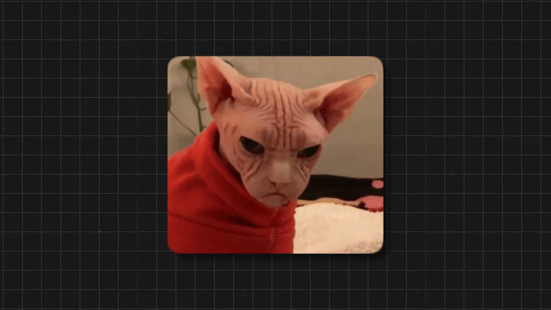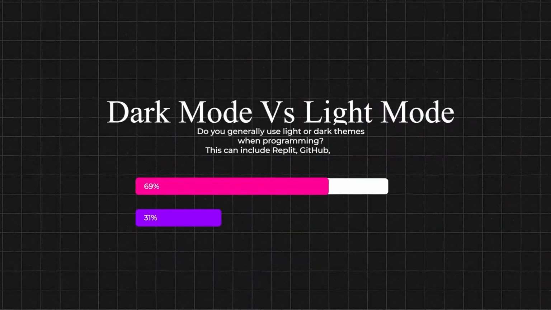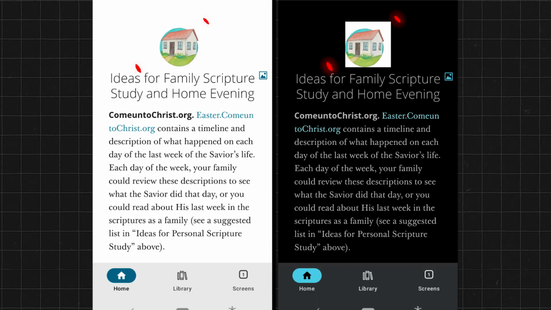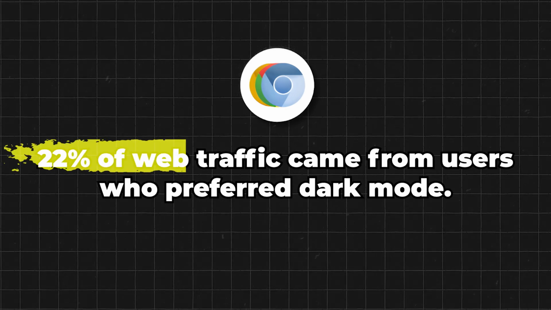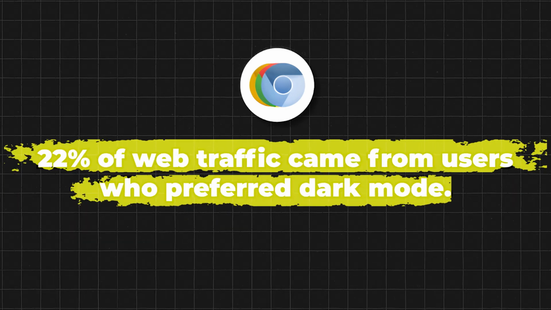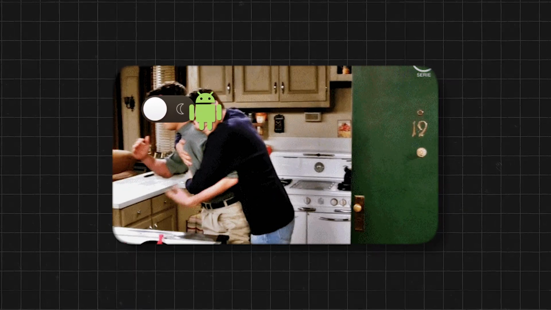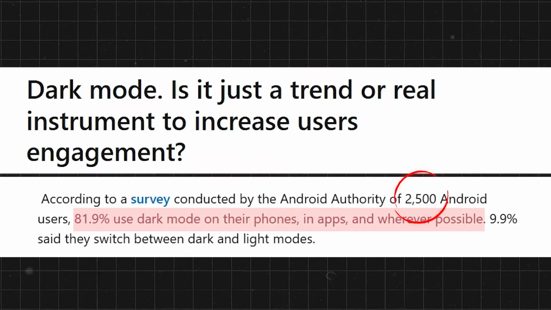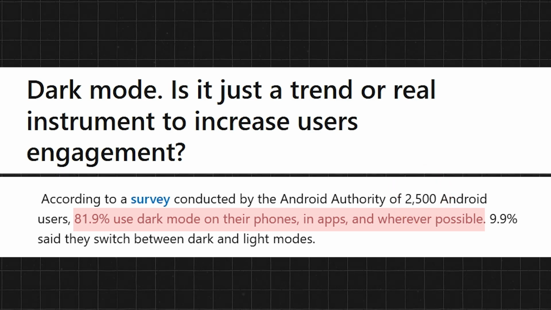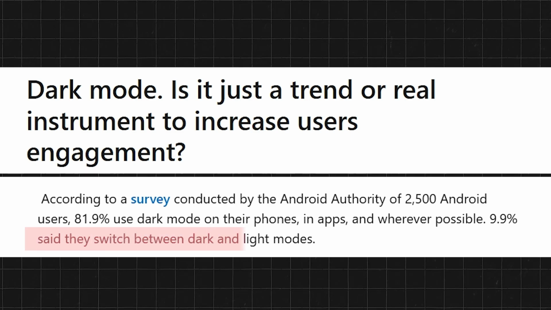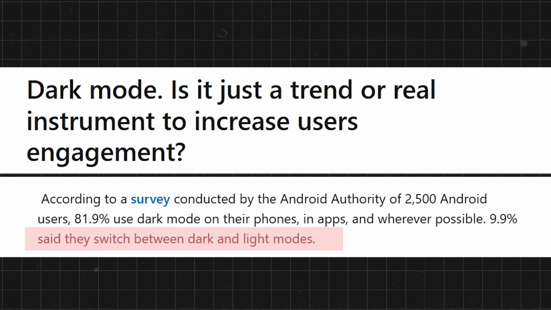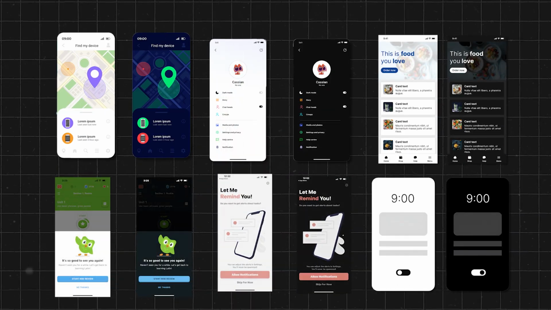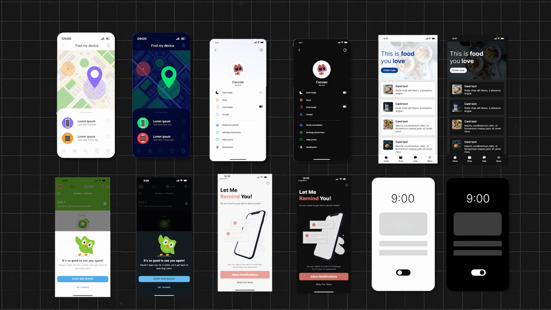However, not everyone is without concerns. Some 31% of marketers point to automatic color inversion as a major challenge when working with dark mode, highlighting the ongoing adjustments needed to perfect this feature. In 2021, Chrome Platform Status reported that 22% of web traffic came from users who preferred dark mode. This trend is even more pronounced among Android users, with 81.9% of 2,500 surveyed opting for dark mode on their devices, apps, and beyond. Meanwhile, 9.9% switch between light and dark settings, tailoring their experience to the moment. Also, nearly 90% of popular apps now offer a dark mode option, showing just how widespread this preference has become.